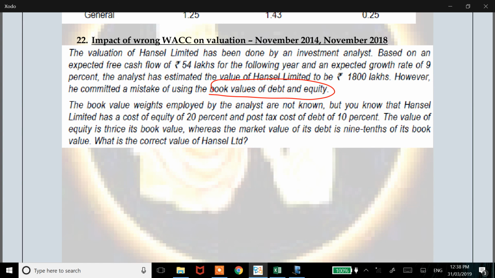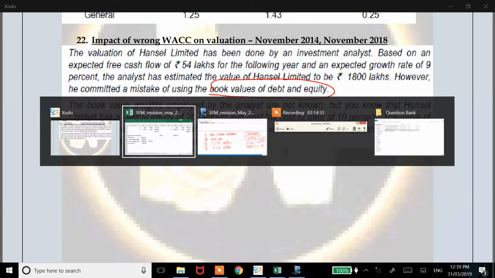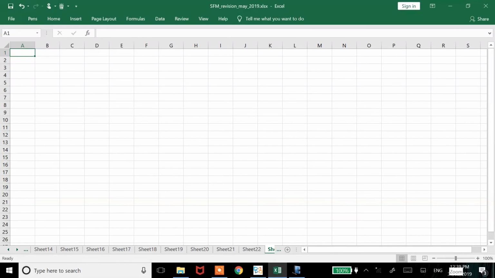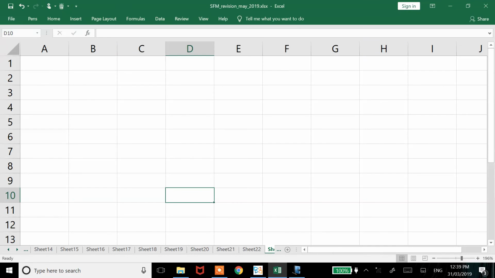Working note 1, computation of WACC. Computation of WACC used by the analyst.